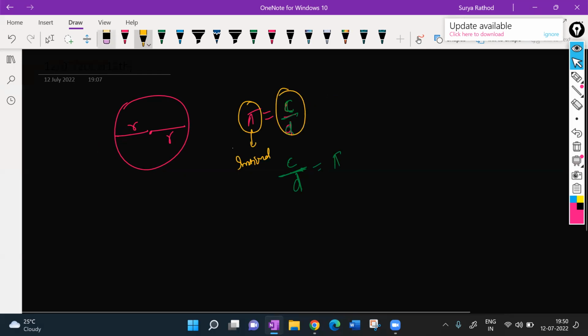And how would you say that c by d is also an irrational number? It seems that it is going to be a contradiction. How do you deal with that, and how do you resolve that contradiction? That is what the question is all about.